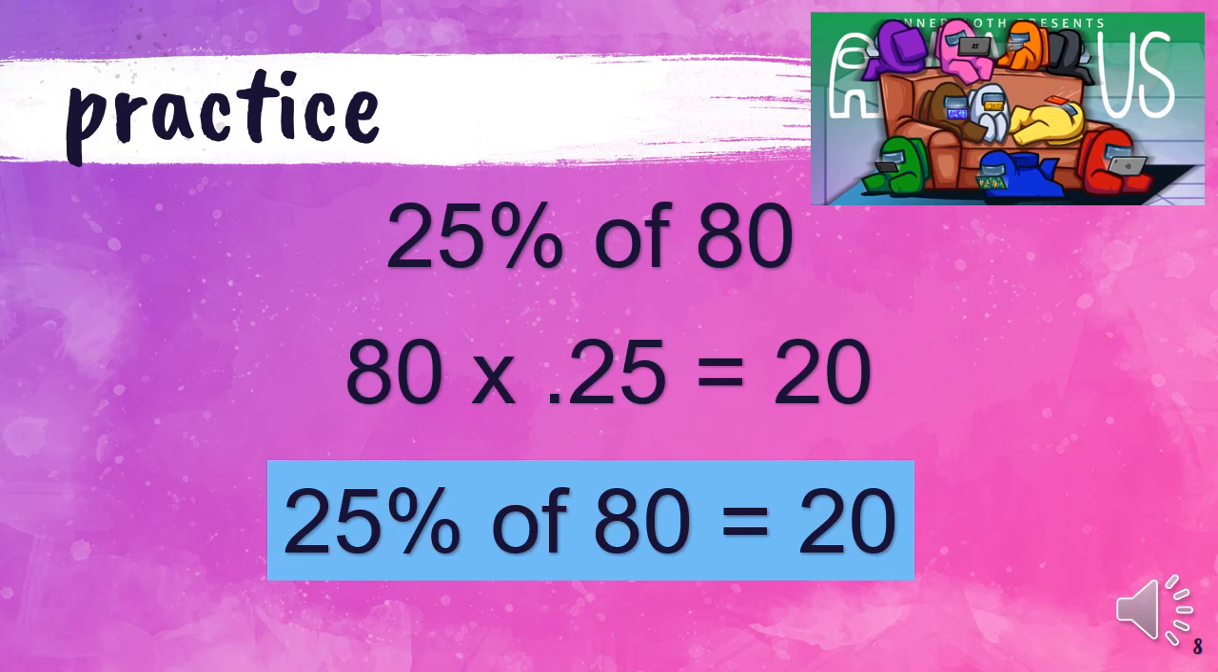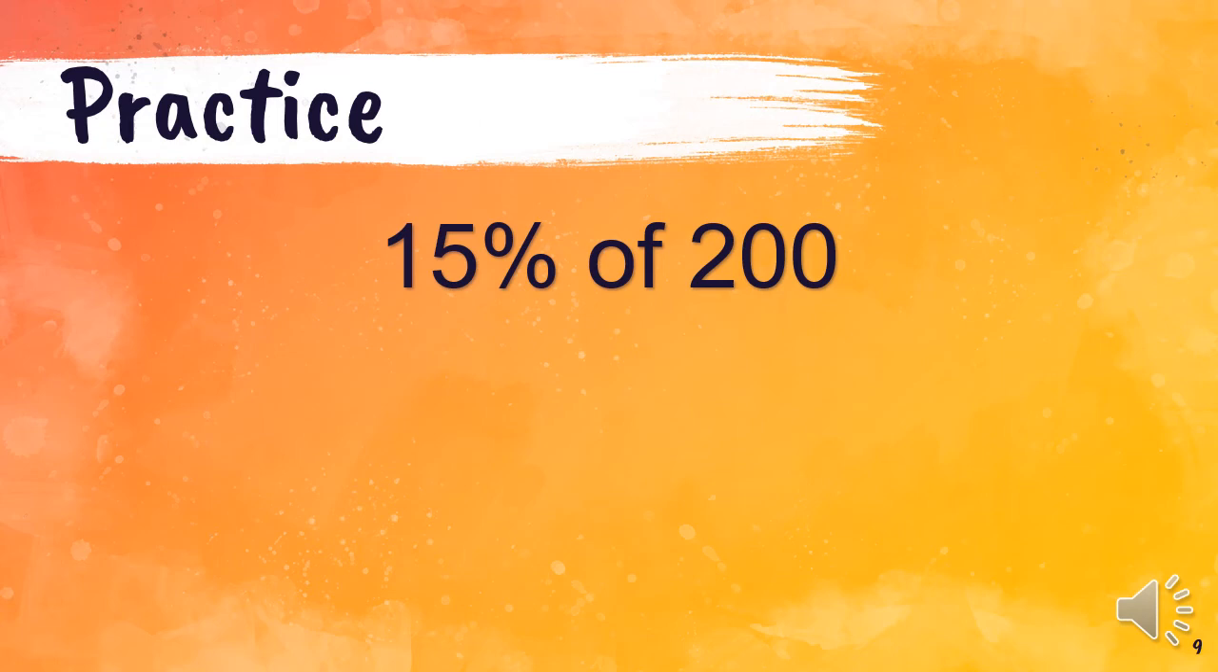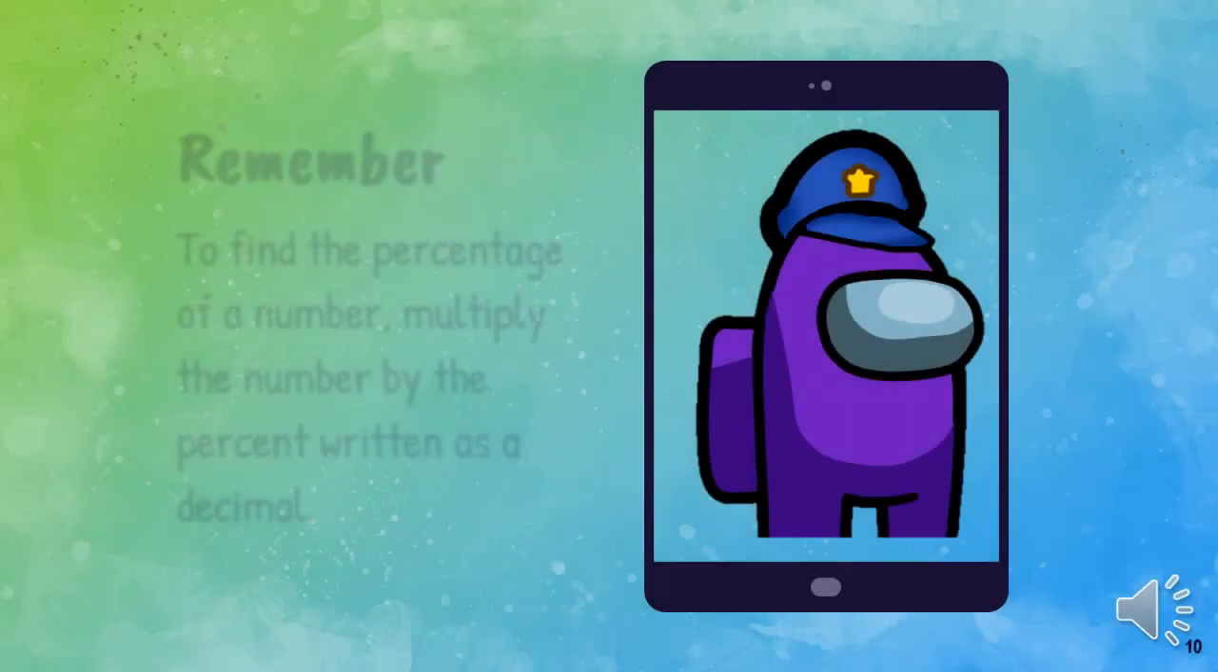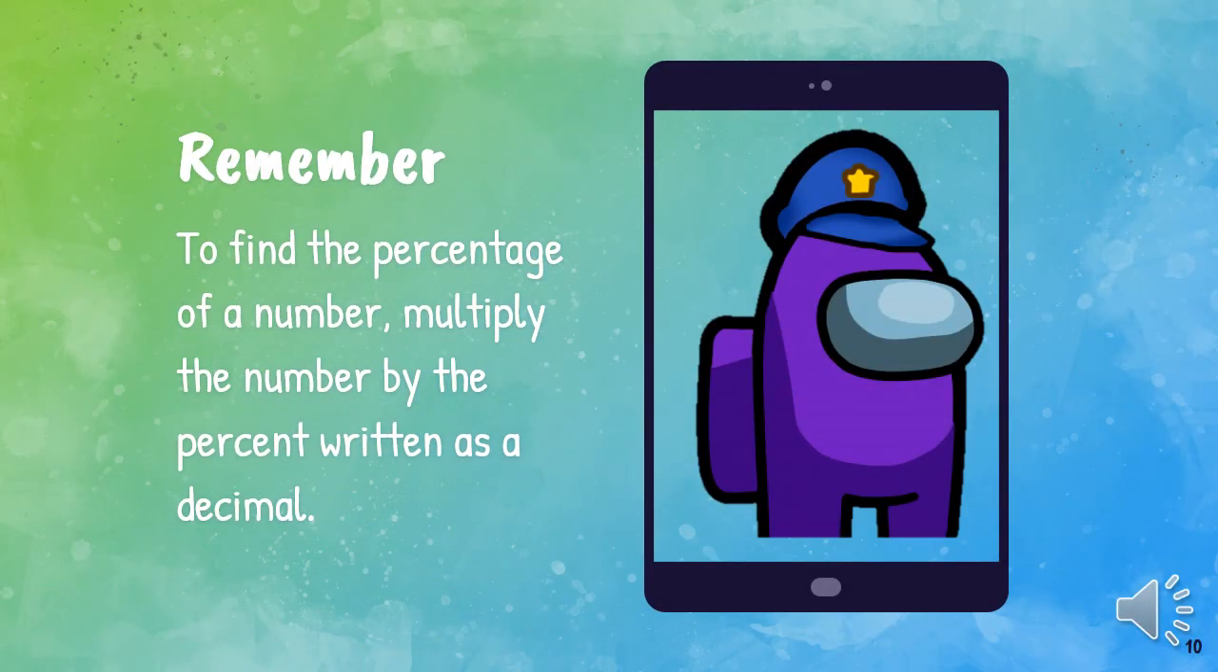You're doing such an excellent job. Now, let's try this one. 15% of 200. 15% of 200 equals 30. Great job! Remember, to find the percentage of a number, multiply the number by the percent written as a decimal.